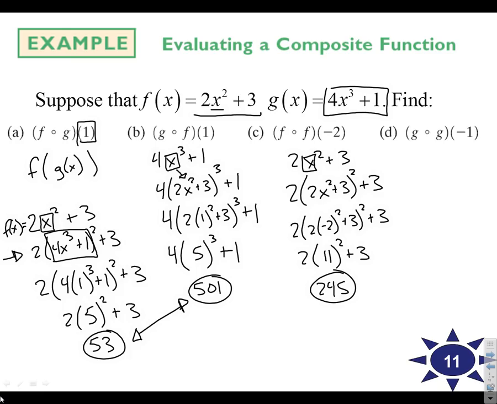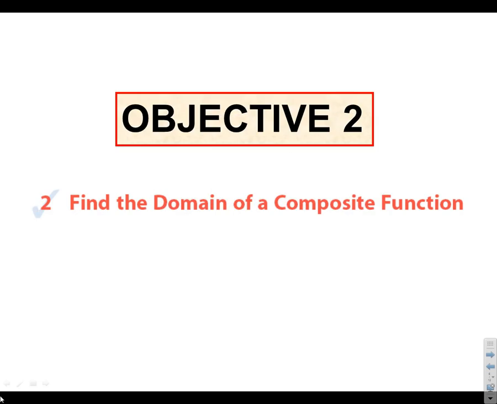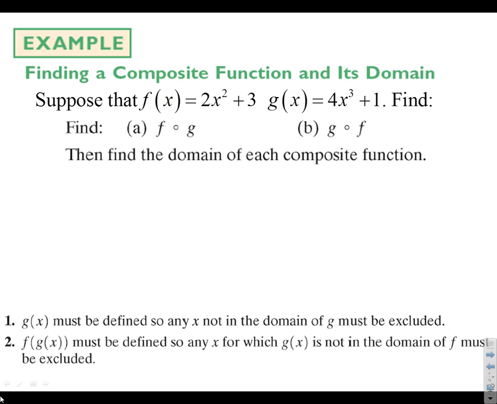Let's try problem 11. All right, objective 2, let's talk about domains of composite functions. So if we were to figure this out, find f of g. So in this case, 2 times 4x cubed plus 1, squared, plus 3. And so at this case, let's clean this up a little bit here. Actually, don't need to, because here's the thing. We remembered two things about domains. You can't have a 0 in the denominator.